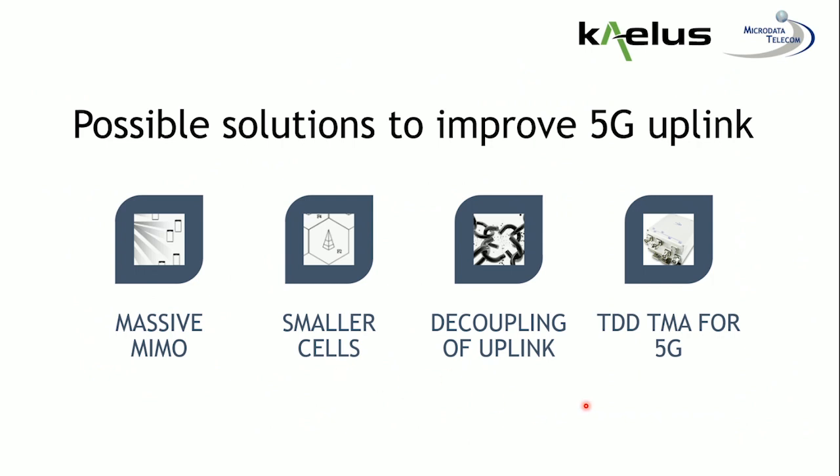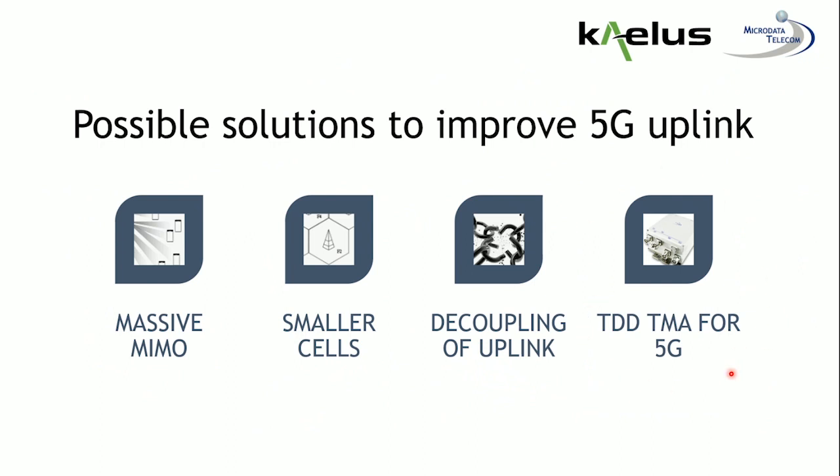We could, of course, do decoupling of the uplink. That means we move the uplink down to a lower frequency and maintain the downlink on a higher frequency where we have capacity. And of course, we then have the dilemma that the path loss and the propagation is different for the higher and the lower frequency. And we can also use a TMA.